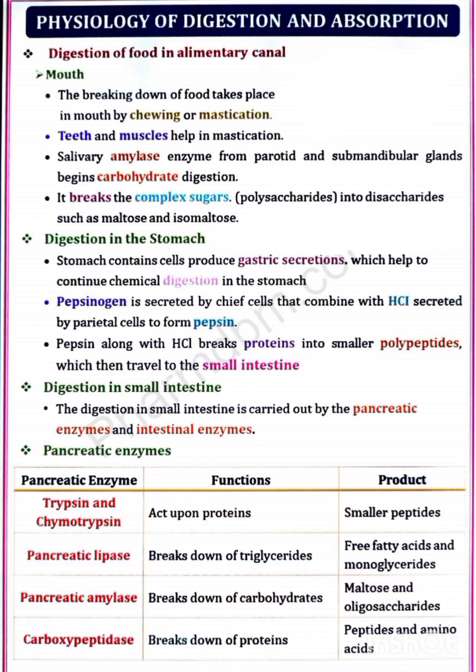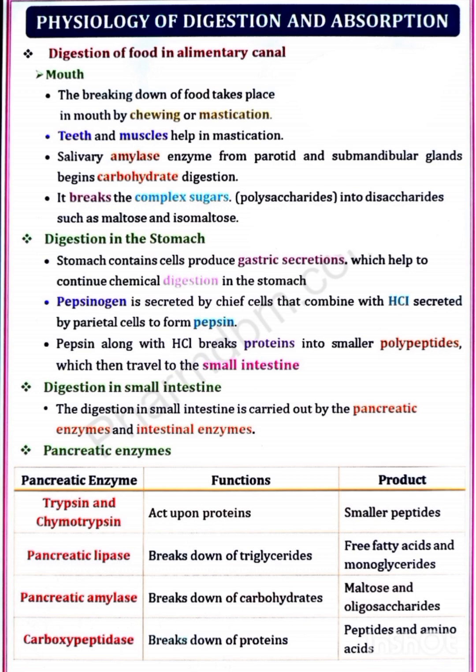Digestion in stomach. Stomach cells produce gastric secretions which help to continue chemical digestion in the stomach. Pepsinogen is secreted by the chief cells and combines with the hydrochloric acid secreted by the parietal cells to form pepsin. Pepsin along with the hydrochloric acid breaks proteins into smaller polypeptides which travel into the small intestine.